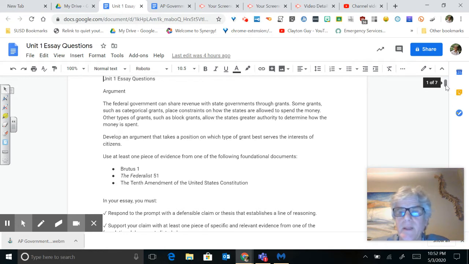So they can spend the money in any way they want to. With a categorical grant, the states cannot spend the money however they want to. It has to be spent on the specific purpose, the specific way, and there is follow-up. There's things how it's done.